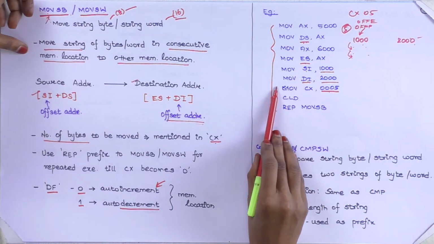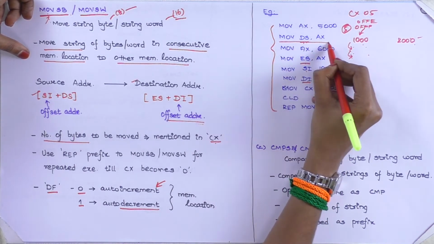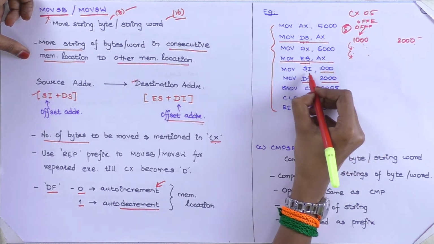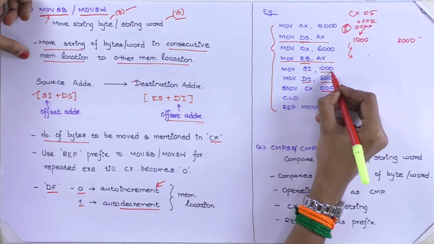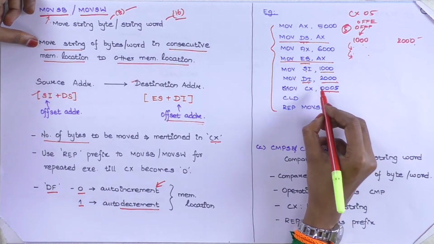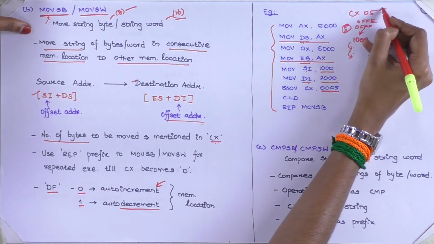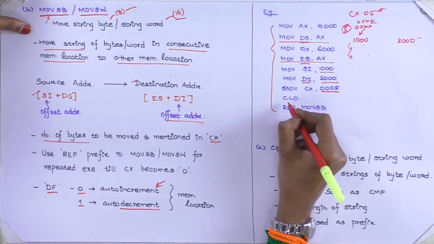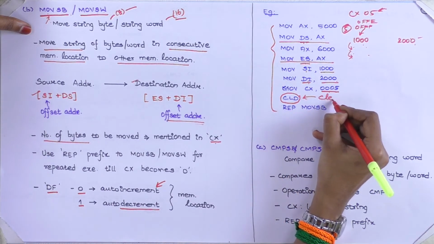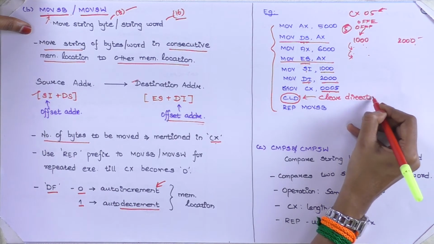Now we will see this program as an example. Okay. First 2 lines we have initialized the data and the extra segment. Then we have initialized the source index as 1000, the destination index as 2000, and the number of values to be transferred, 5, resides in CX. Then CLD. What this means is clear direction flag.